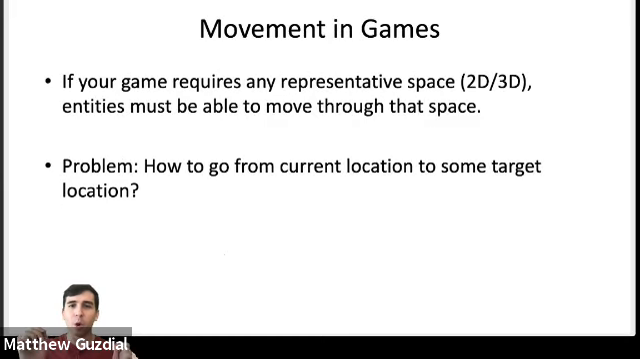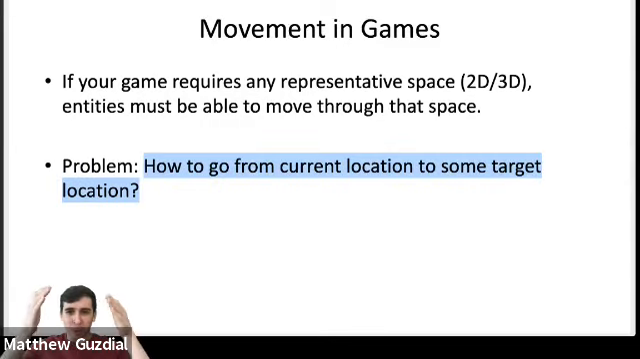Okay, so movement in games. If your game requires any representative space, whether it be 2D or 3D, or there's some weird new 4D games as well, entities must be able to move through that space. Now, this creates a problem. How do we go about figuring out how we can go from our current location to some target location?